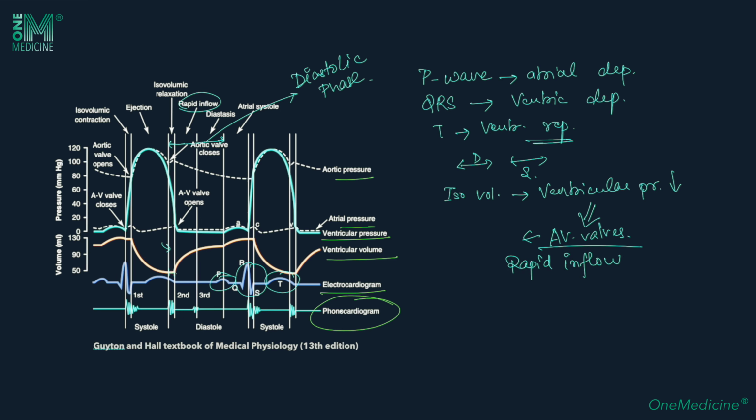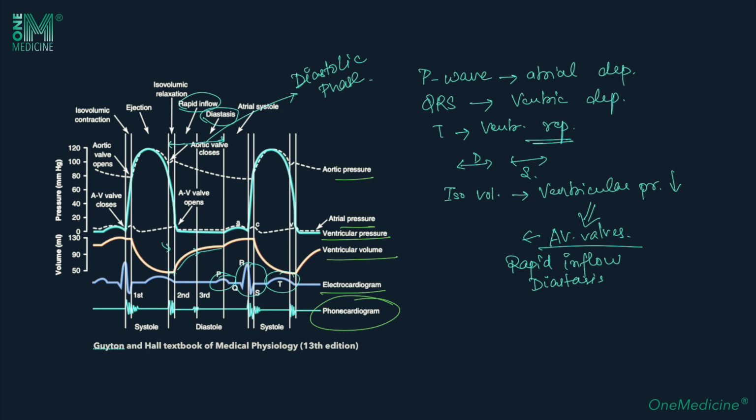So the volume in the ventricles, as you can see, begins to rise. As we proceed further, the flow will slow down. This is known as diastasis, okay? The flow of blood from the atria to the ventricle will slow down. This is called the diastasis phase, okay?